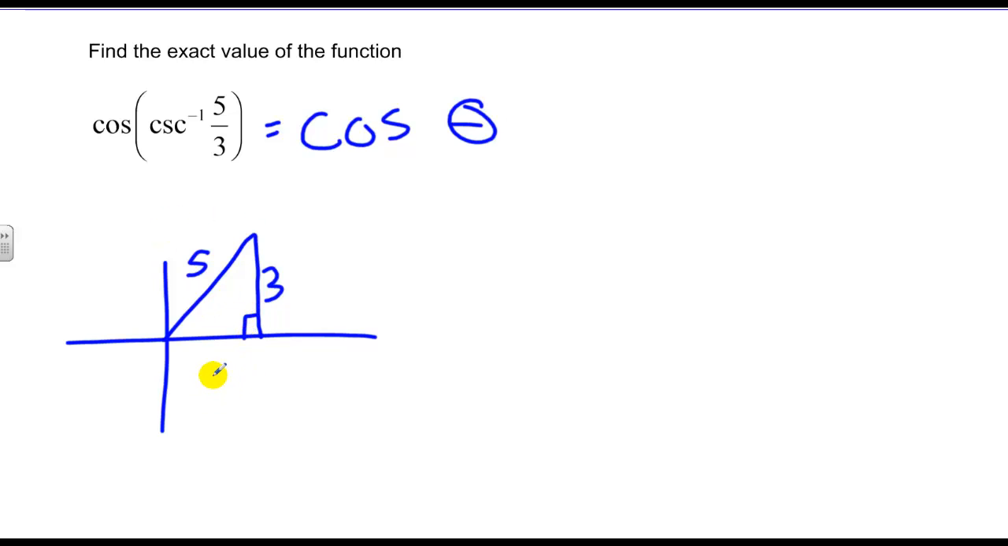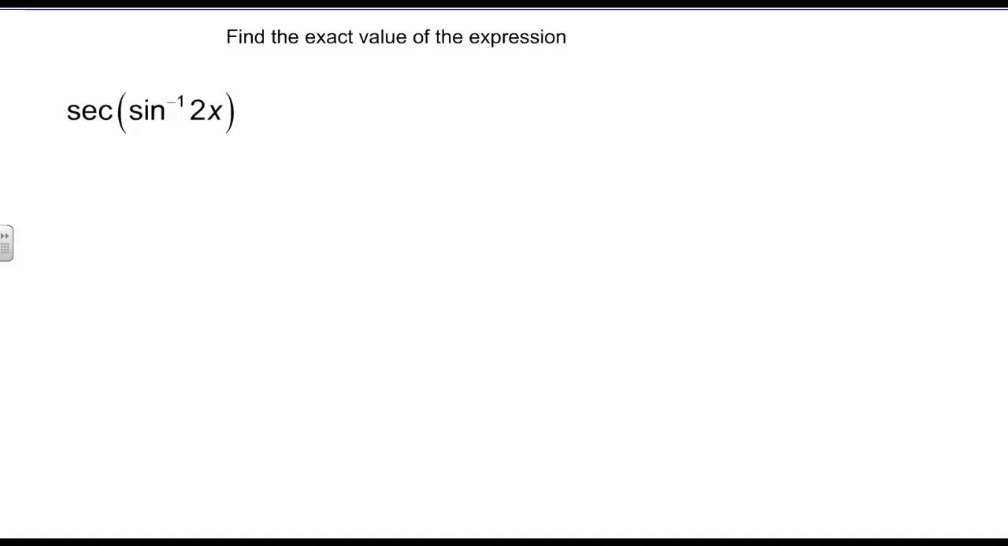And once again, special triangle 3, 4, 5. And I want to find the cosine of the angle theta. Here's theta. The cosine of that is adjacent over the hypotenuse. So that's equal to 4/5. Pretty straightforward. Just have to draw yourself a triangle.